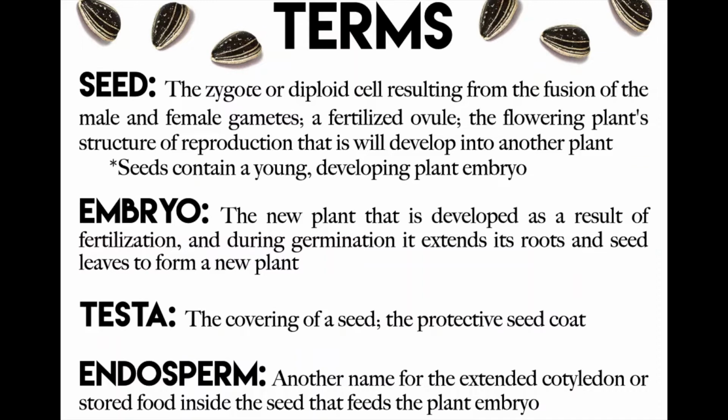Then we're going to move to a new term called the testa, and that's basically referring to the seed coat, the protective covering or outside of the seed. The endosperm is another name for the cotyledon or stored food, and you may see this term used interchangeably with the cotyledon.